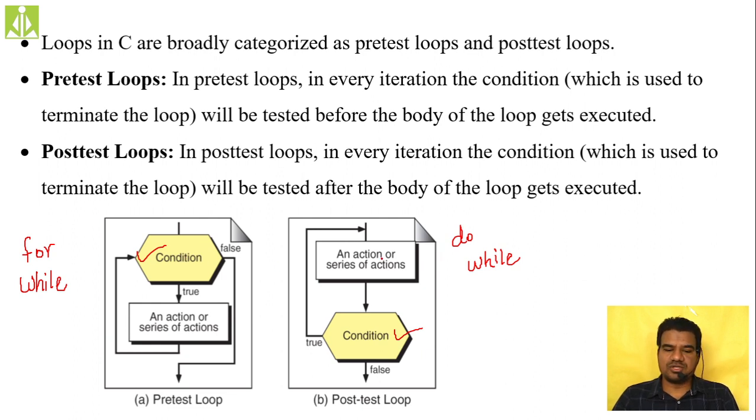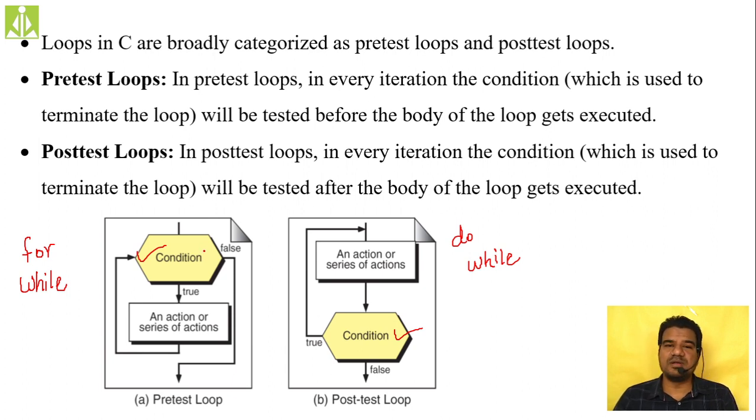In post-test loops, first the body, that means before checking the condition, at least one time the body of the loop will be executed. Let us assume what happens in a pre-test loop. Before the first iteration, the condition will be tested. And assume that in the first iteration itself, the condition is false.